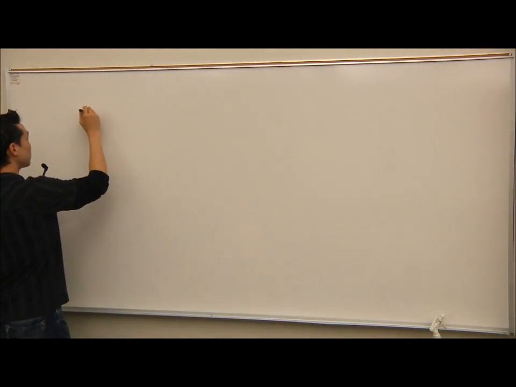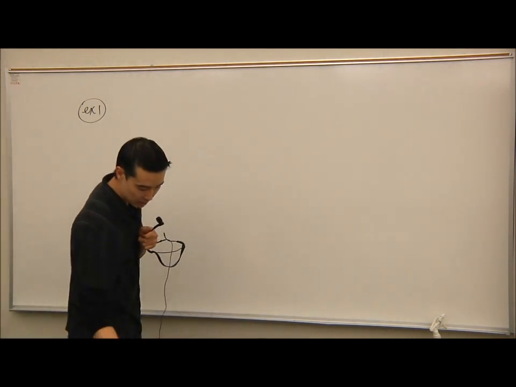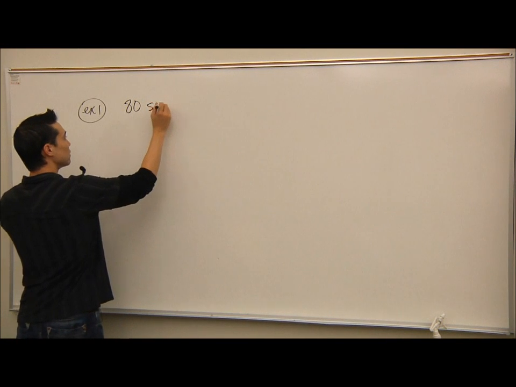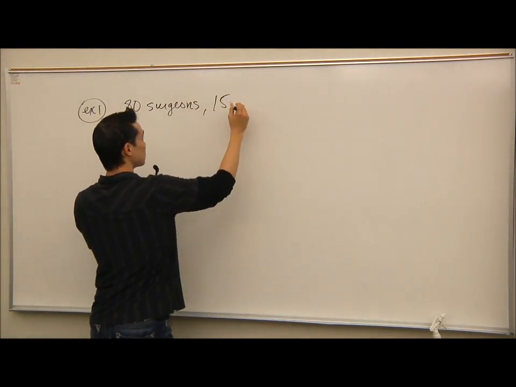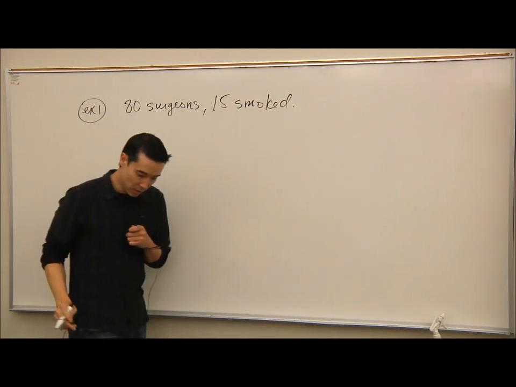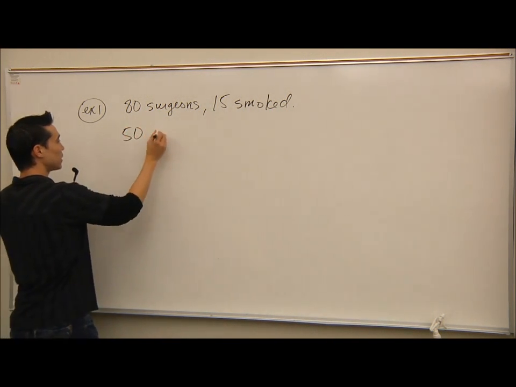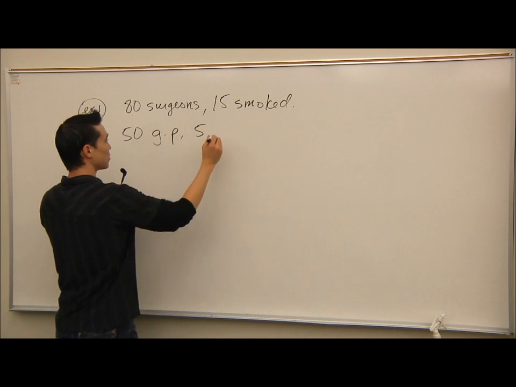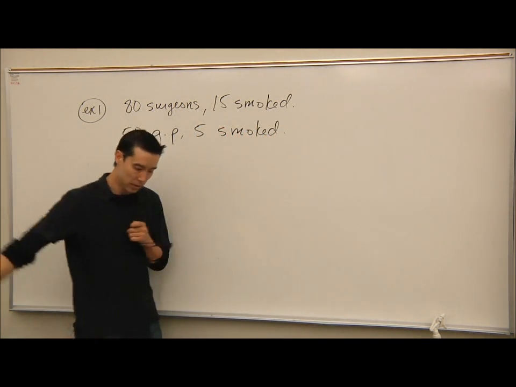All right, so here we go. Example 1. In a sample of 80 surgeons, 15 smoked. So we have 80 surgeons, and 15 in that sample smoked. In another sample of general practitioners, we had 50 and 5 smoked. So 50 GPs, for general practitioners, and 5 in that sample smoked. Okay, that's what we're given in this problem.